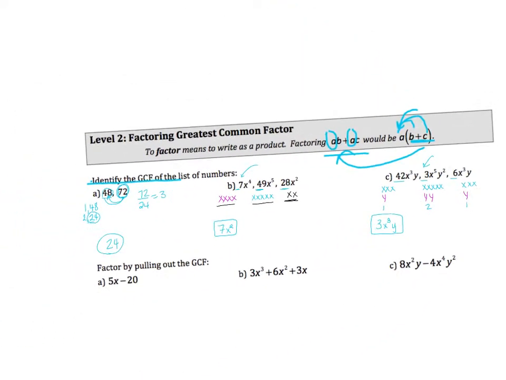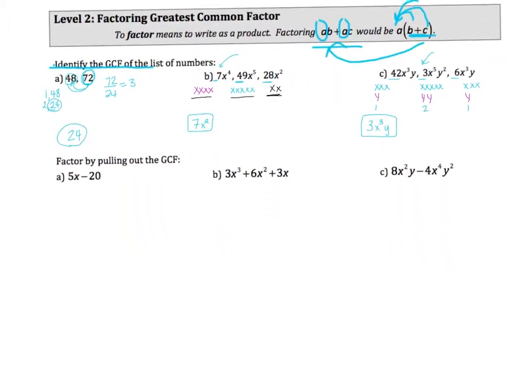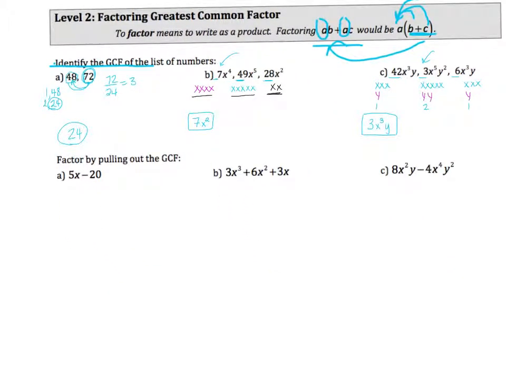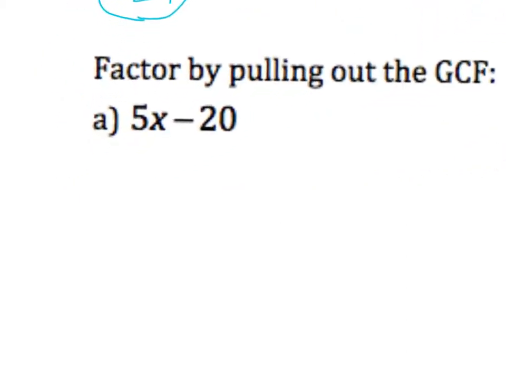So now that we've gone over those, we're going to go back into factoring. So figuring out what our greatest common factor is and then writing what's left over after we take out those terms. So let's look at A.